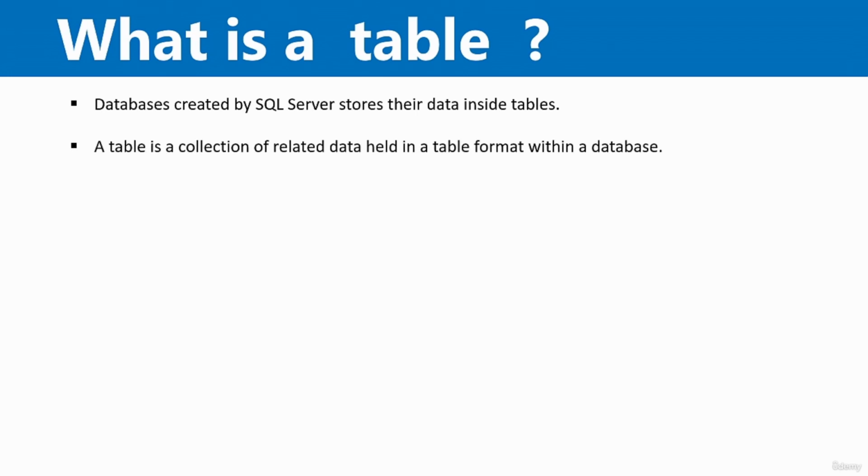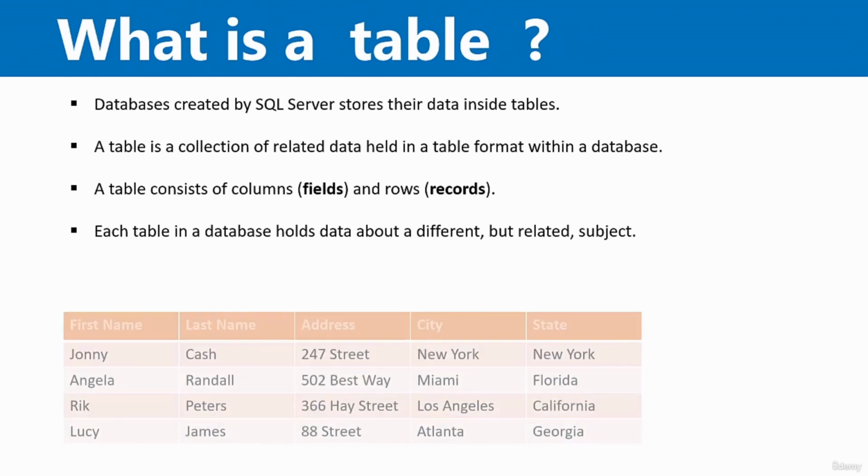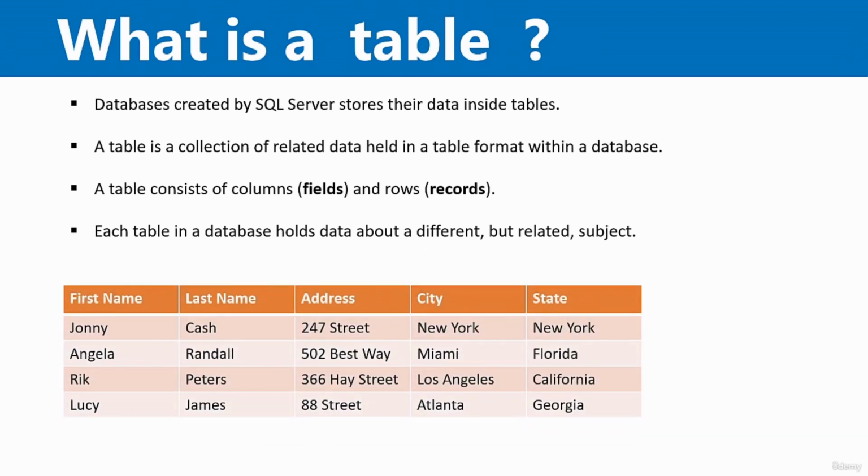A table consists of columns, which are also referred to as fields, and also consists of rows, which are referred to as records. So a table is kind of like an Excel spreadsheet that has columns and rows. Each table in a database holds data about a different but related subject. So an example of a table is this illustration here.